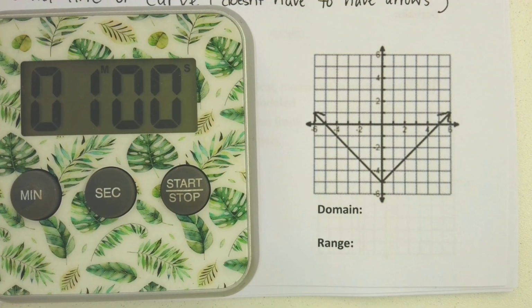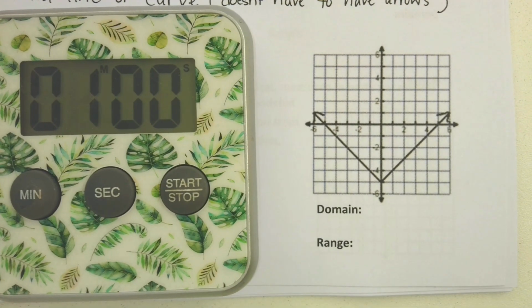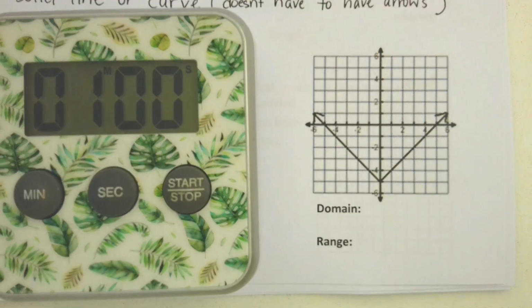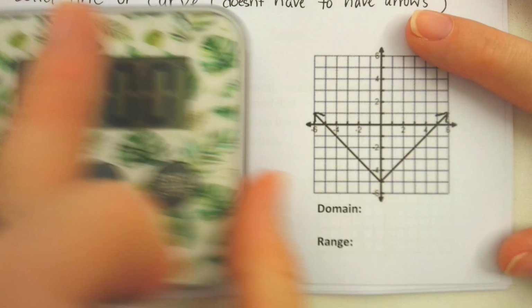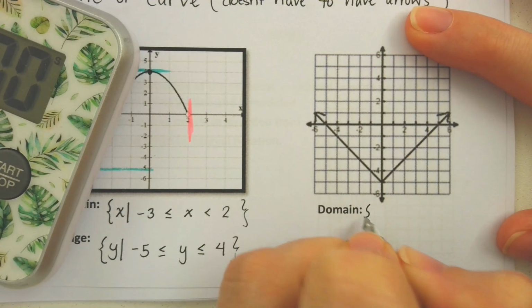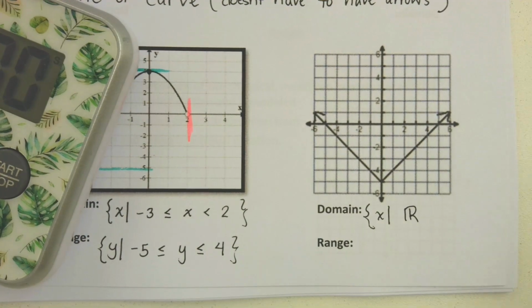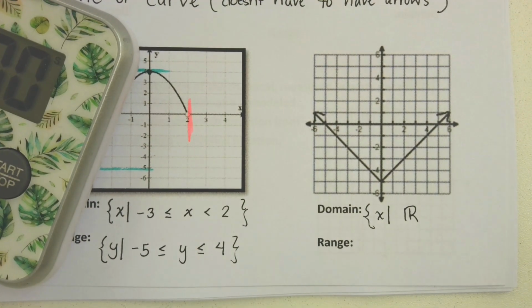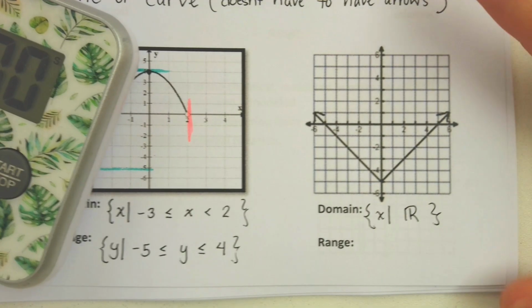Acceptable answers. For the first one, what's one acceptable answer? We gotta talk louder than that. All real numbers. You could have just said the R. Yes. X is in a set of real numbers. You could have also said that it goes from negative infinity to positive infinity if you wanted to. It's just more writing. Anyone do that one? Good. Yeah. All right, range.